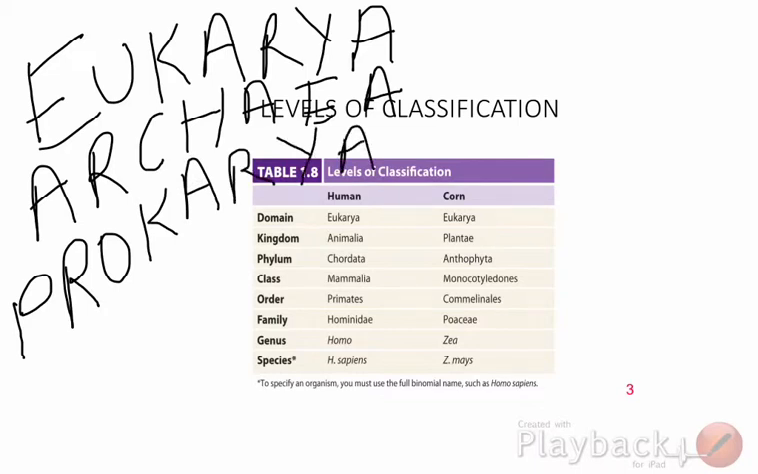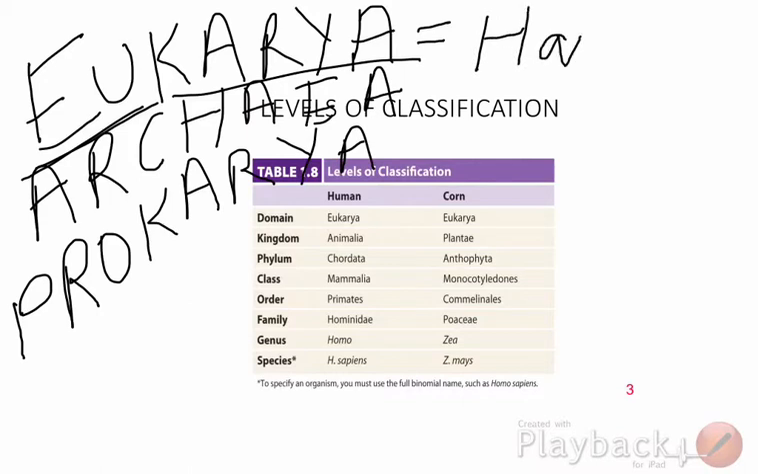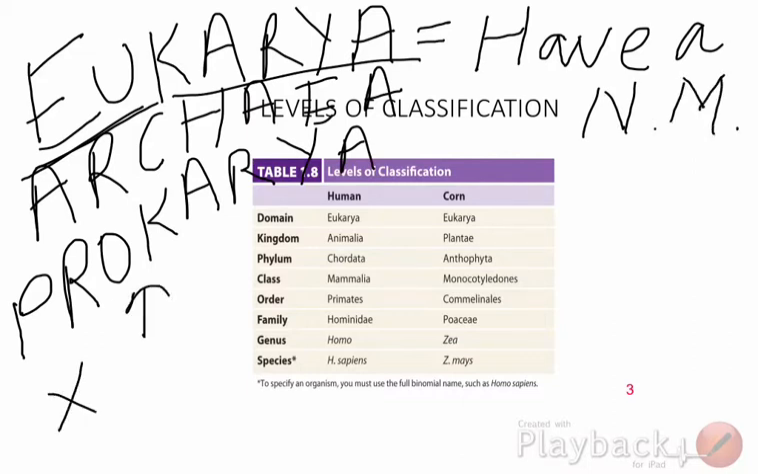Now notice the word "eu." Eu means true. Karya comes from the word nucleus. So eukaryotes are like you and me, they have a nuclear membrane. I'm just going to write NM. Prokaryotes, no NM, no nuclear membrane.